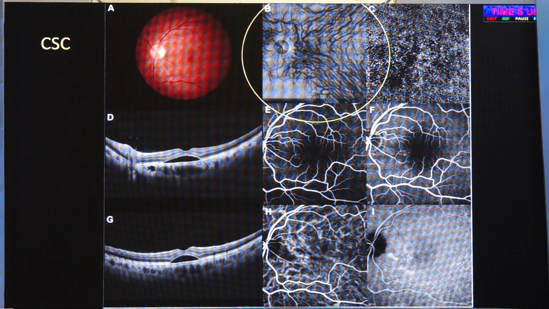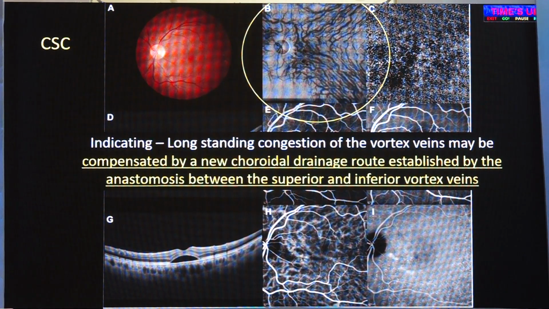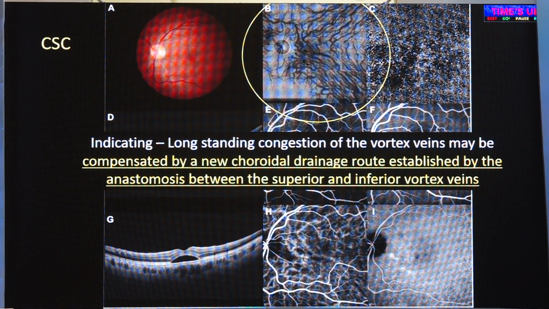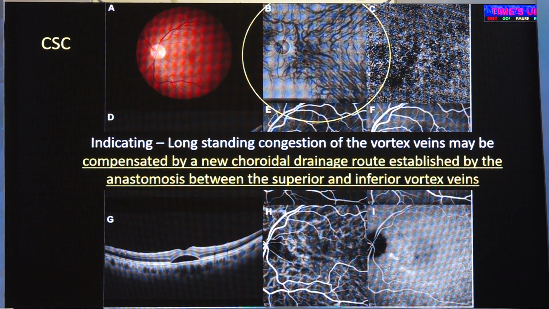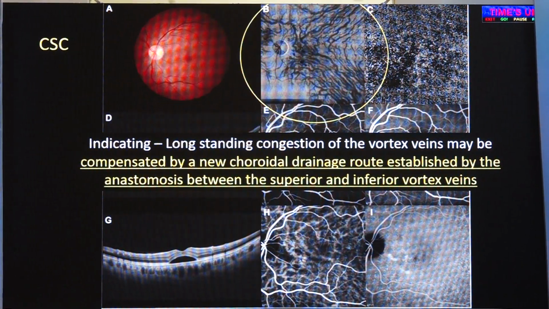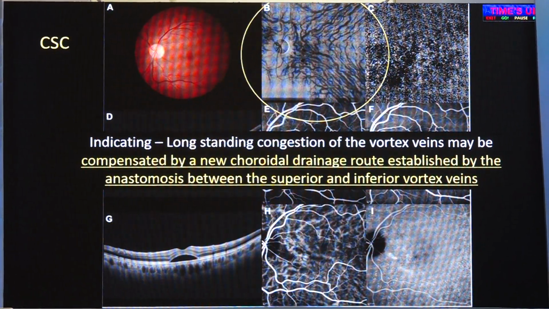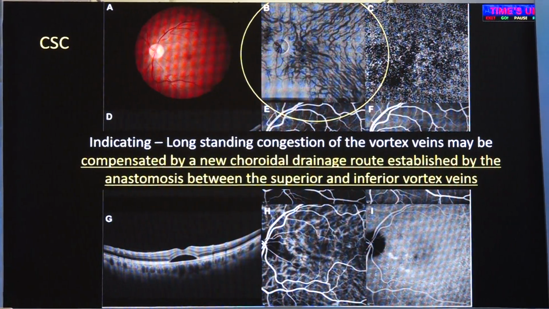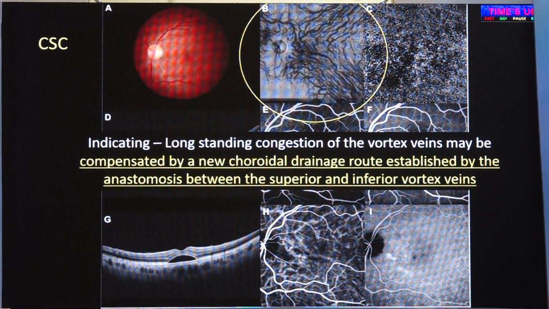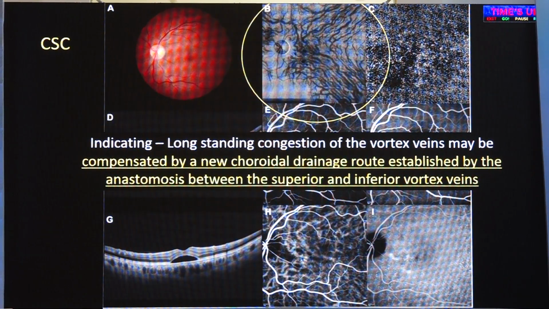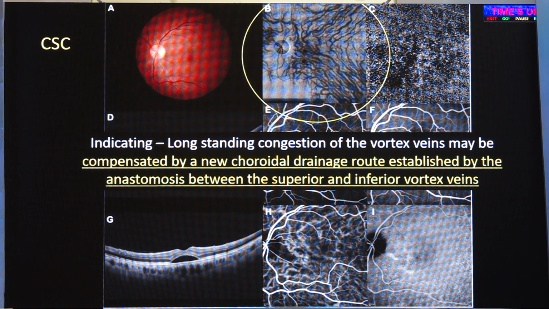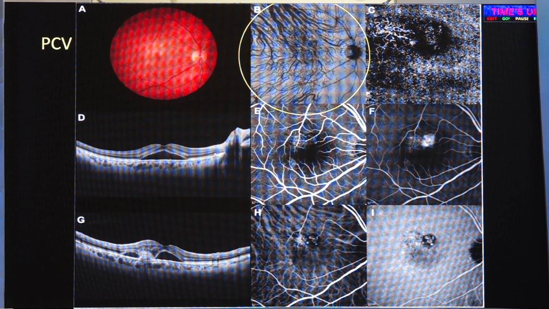There is intervortex anastomosis here, giving a new posterior choroidal drainage route between the superior and inferior vortex vein, which is congested in central serous chorioretinopathy because of the choroidal venous outflow abnormalities, and this intervortex anastomosis gives an alternate pathway for the drainage. In PCV also, as a pachychoroid disease, it can have intervortex vein anastomosis at the macula.